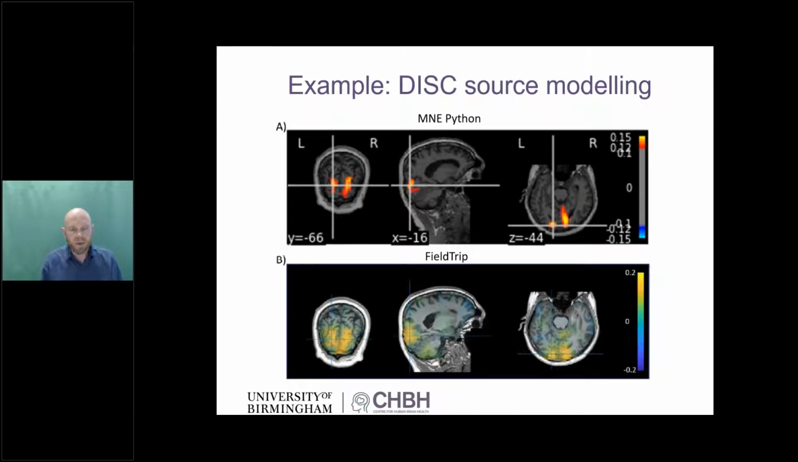It also holds for source modeling. So here's an example of using the DICS source modeling approach that was introduced by Joachim Gross and is very convenient for localizing oscillatory activity in the frequency domain. What you should note here is that we can localize the gamma band activity to early visual cortex. And again, we get very comparable results to when using FieldTrip and MNE-Python.